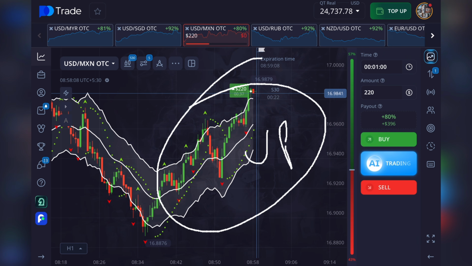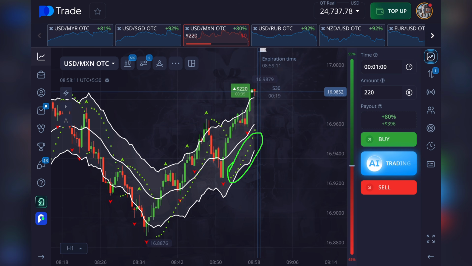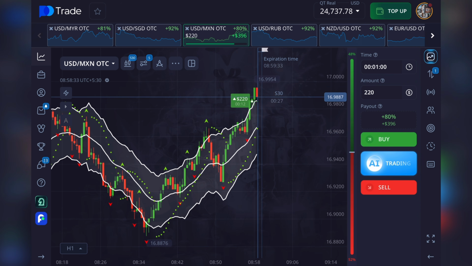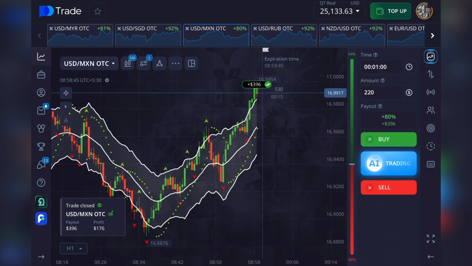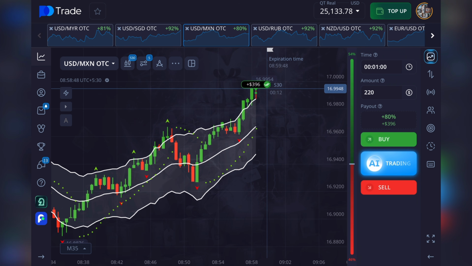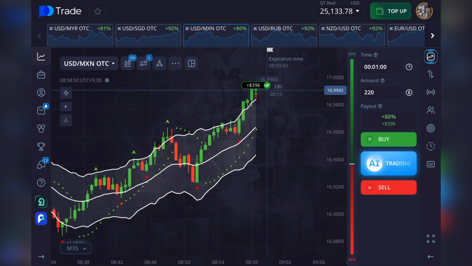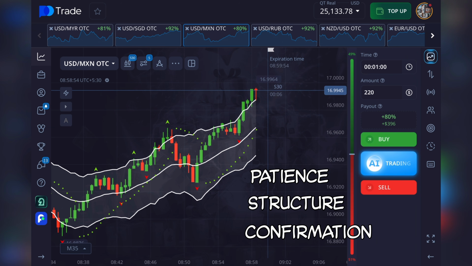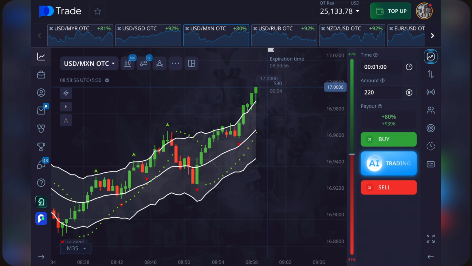At the same time, both the parabolic SAR and the fractal indicator are also giving fairly clear bullish indications. Based on these observations, I decided to consider one position here. This setup also played out in the expected direction, a good example of how patience, structure, and confirmation can work together when the market is clear.